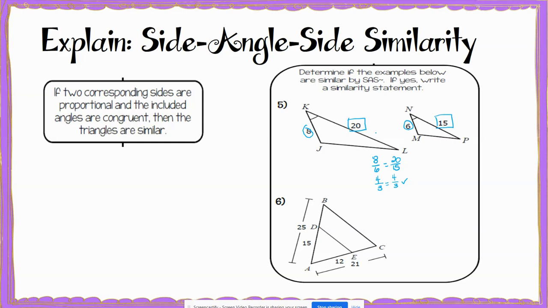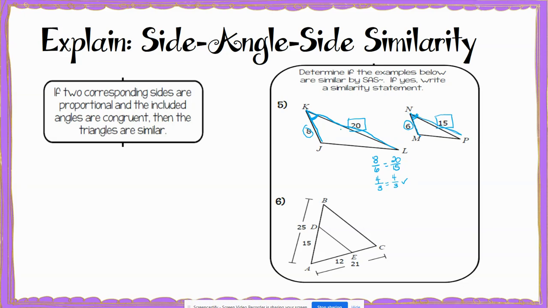Now, in order for this to be similar, that means the corresponding angle, and it says the included corresponding angle. What that means is I had a side length here and here that I was comparing. Well, I would need to look at the included angle, which is this angle right here, angle K, because that is between these two side lengths. So over here, I would need to look at angle N because that's in between these two side lengths.